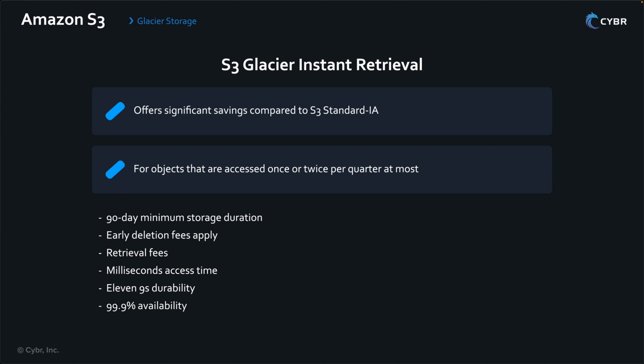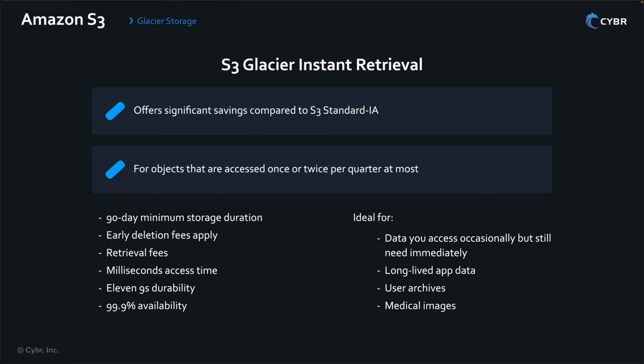It also has a 90-day minimum storage duration with early deletion fees if you were to remove that data before the 90 days. This class is ideal for any sort of data that you access occasionally but will still need immediately whenever you need to access it. Or that could be things like long-lived application data that again is not regularly used, definitely not daily. You could be looking at things like user archives where most users probably never access them, but on occasion you may have users that request them. Or things like medical images, which again, you do need to be able to quickly retrieve. You can't wait minutes or hours, but they often don't get accessed.